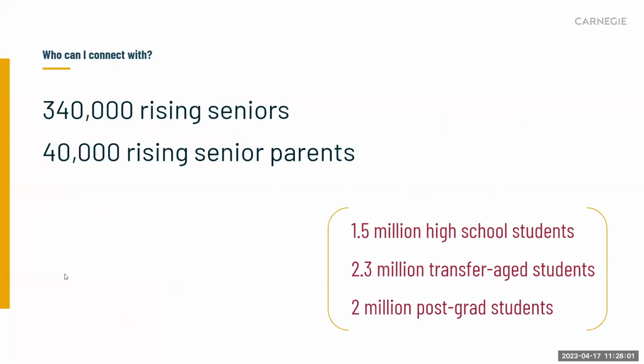As of today, we have 340,000 rising seniors in our database. We also have 40,000 rising senior parents, and this population will be the junior class right now who will be graduating in 2024. I anticipate our database to increase by a couple hundred thousand in this population simply because the students that are juniors right now are going to get really into their college search and they will start coming to CollegeXpress to learn more about schools.